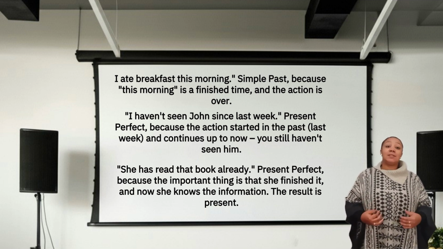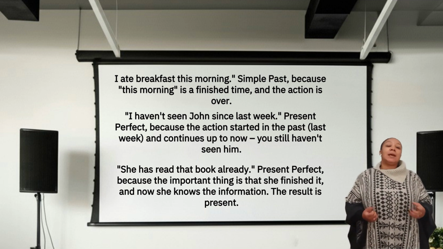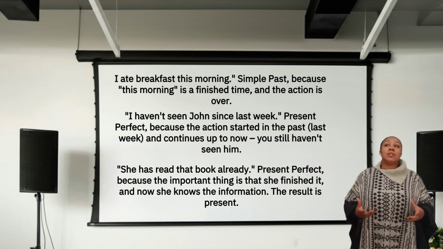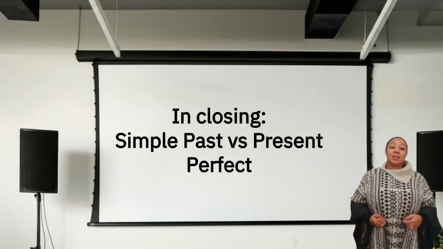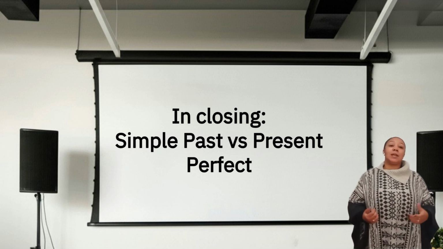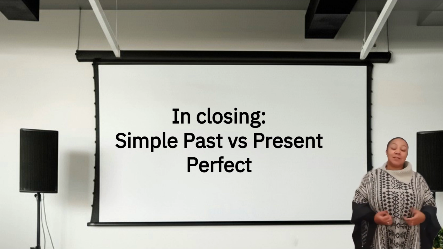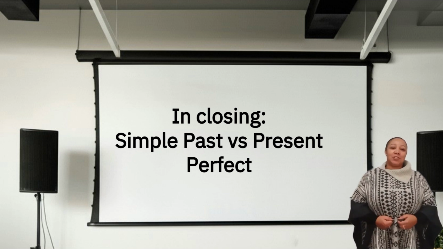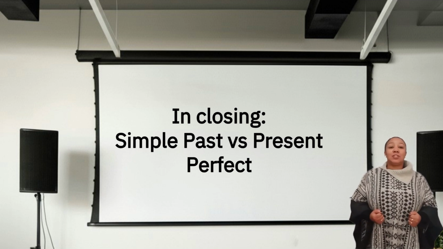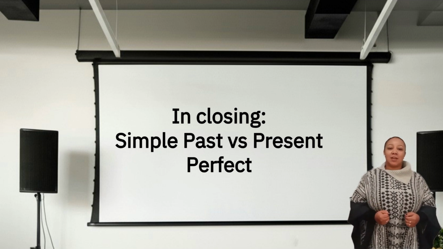One last one. She has read that book already. Present perfect because the important thing is that she finished it and now she knows the information. The result is present. You've all done incredibly well. The key takeaway is simple past is for finished actions at a specific past time. Present perfect connects the past to the present, either because the time is unspecified, the action continues, or the result is relevant now. Keep practicing, and you'll master these tenses in no time.